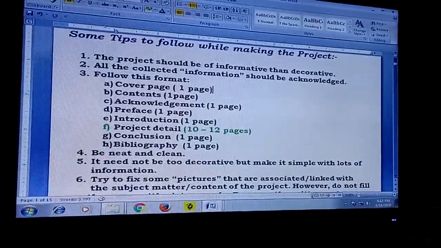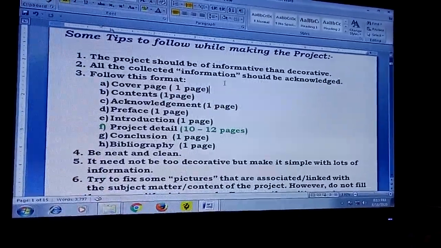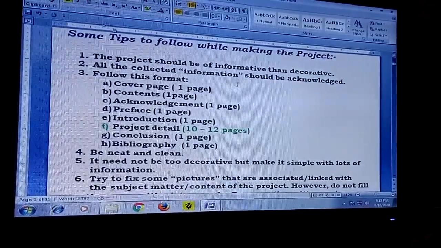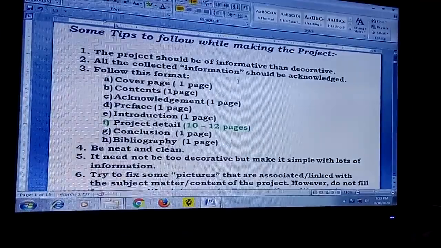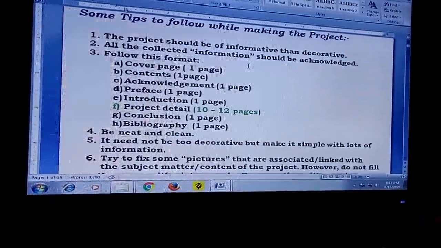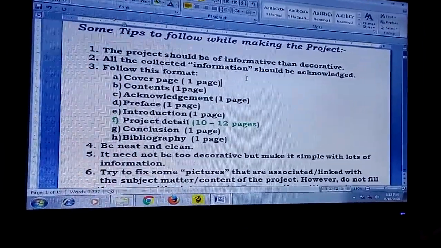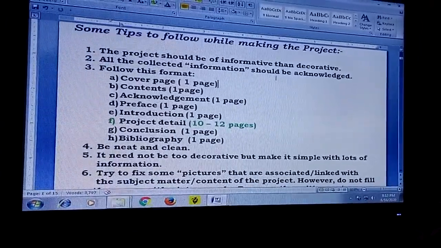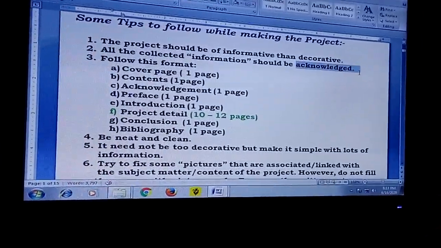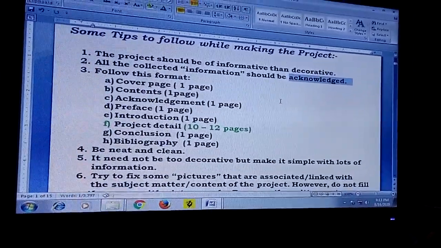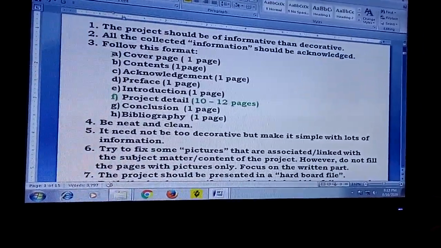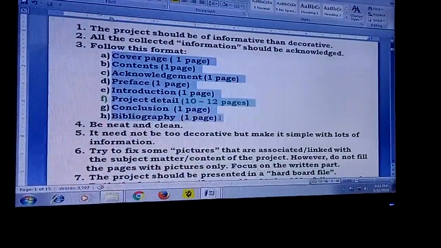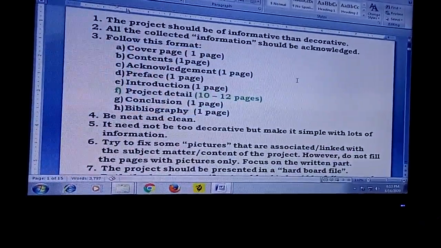Secondly, all the collected information, that means you have been collecting your data, information, subject materials, etc., from different sources or resources, you have to acknowledge, that means you have to mention from where you have collected. Now this is the rough format, it is not mandatory, but this is the kind of format.